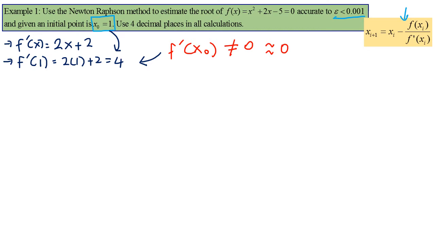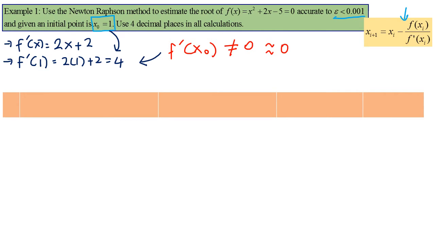Now, let's come out with a table. In your table, you should have the iteration as usual, and then x i, f x i, and f prime x i. And in this column, I will put the value of epsilon, which we find by using the absolute value of x i minus x i minus 1, that is, the current x i minus the previous x i. So that's how we find the value of epsilon.